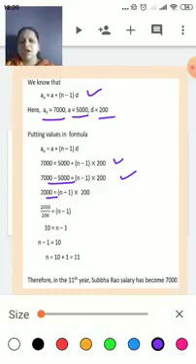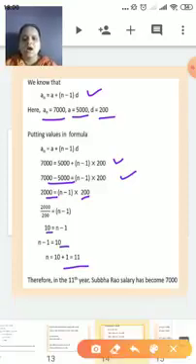Just simplify quickly. We take 200 into the denominator. So it will become 2,000 divided by 200, which is 10, and n minus 1 will become 10. So n equals 11. Therefore, in the 11th year, Shubha Rao's salary will become what? 7,000. So this is nothing but the answer.